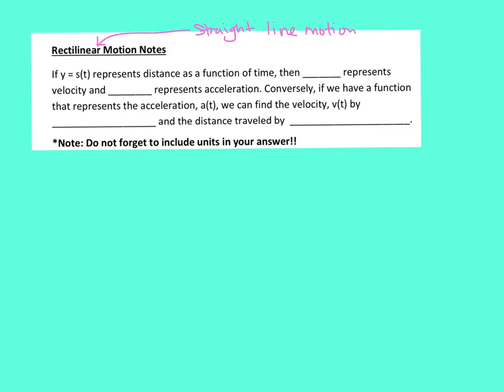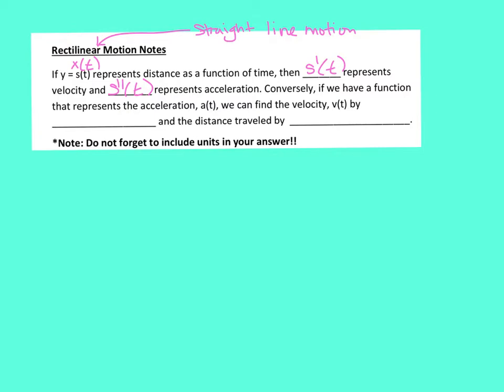So in math, we often use y equals s of t to represent distance as a function of time. By the way, you'll also see x of t. I think that one's more used in physics, but you'll see them both. But we're going to just use s for now. Your book uses that. So then s prime is going to represent velocity, and s double prime is going to represent acceleration. Hopefully you remember that when we talked about derivatives.